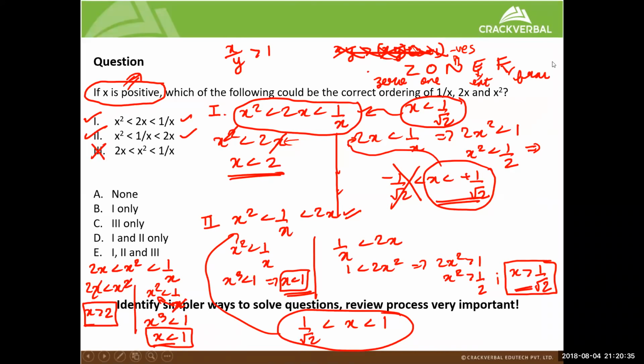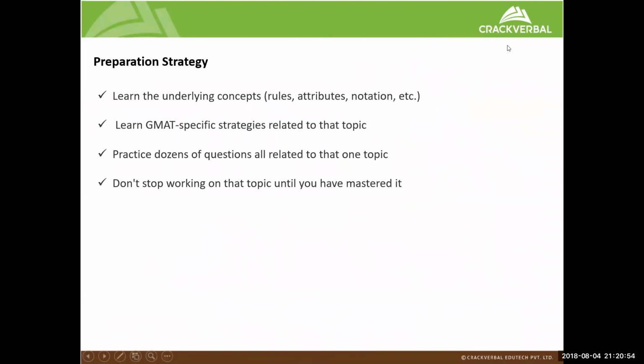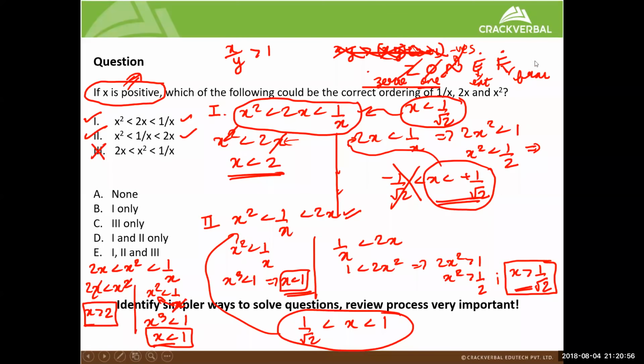So clearly when they're telling me x is positive, I don't need to test for 0, I don't need to test for negatives. So what I'm going to do is test for 1, but I can't use 1 here. If I test for 1, I'm going to get 1 is less than 2 is less than 1. So it doesn't make sense for me to use 1. So the only options I'm left to test are extreme values and fractions, right? And also positive integers, keep that in mind.